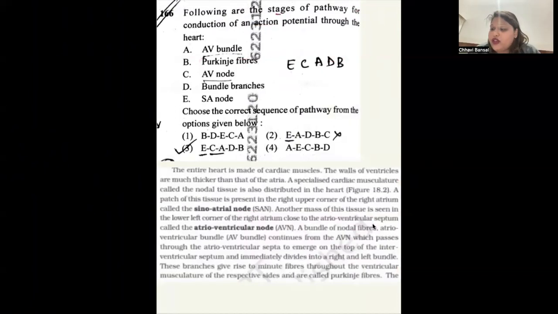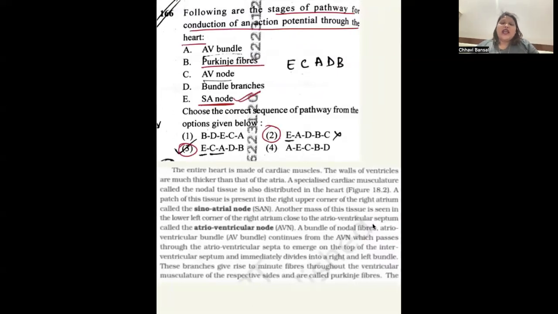In this, you have to tell the stages of the pathway of conduction of an action potential through the heart. So what is the route? We should know that the action potential is generated by the SA node. So the sequence has to start from E. It means either option 2 or option 3. We should also know that the Purkinje fibers are the end points. So if we know the start and the end, we can tell option 3 is the correct option. But let's give a read from NCERT.